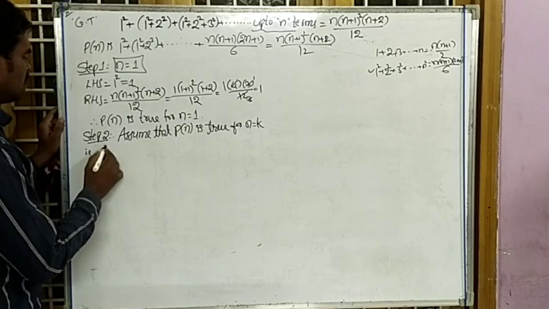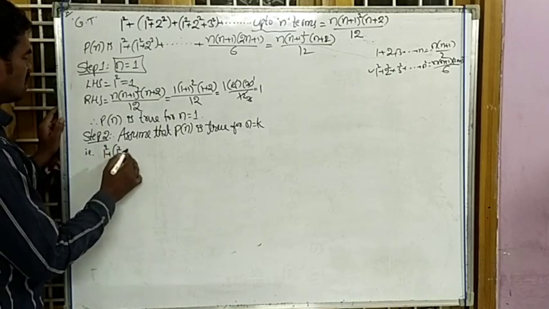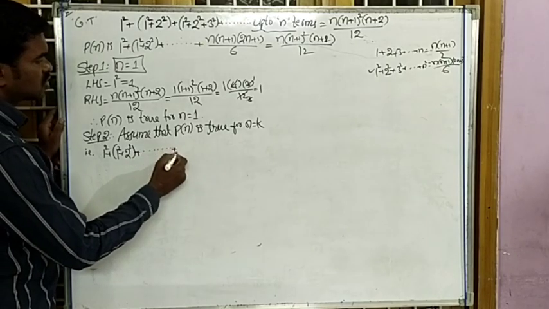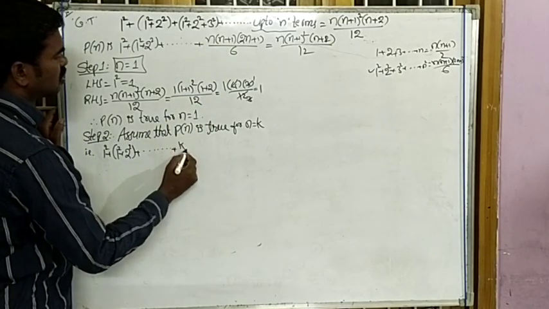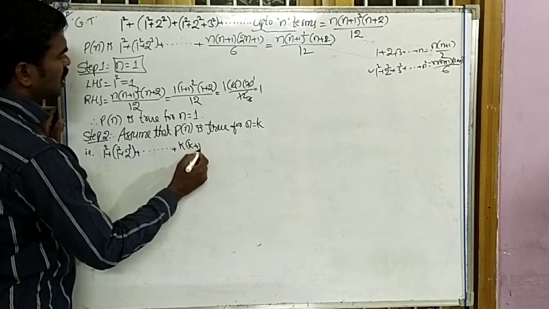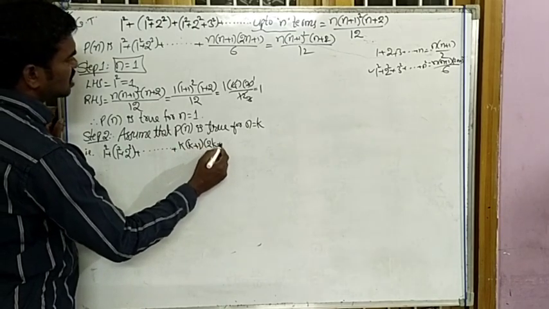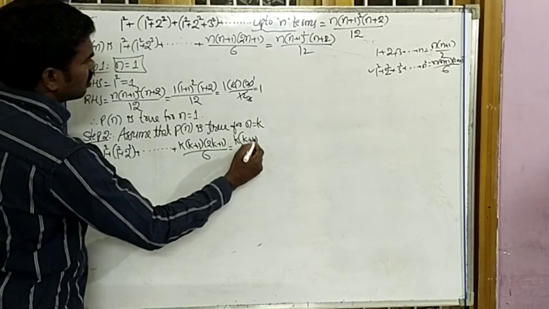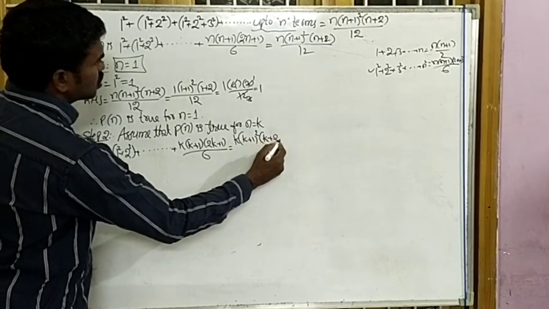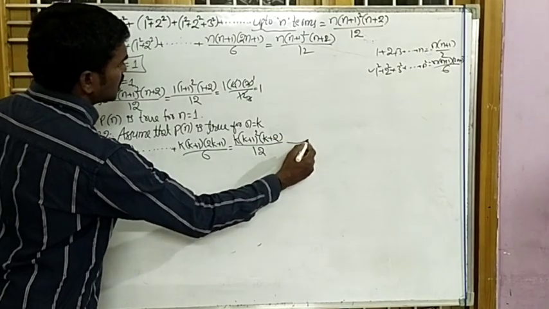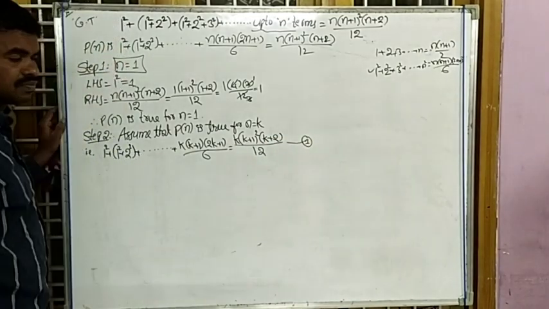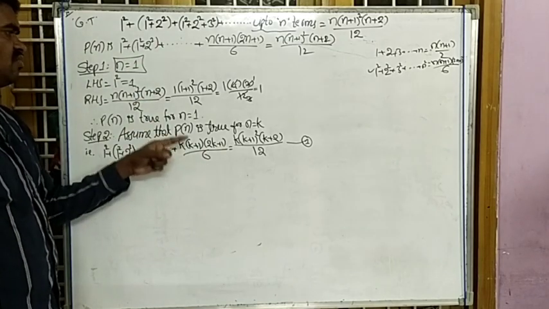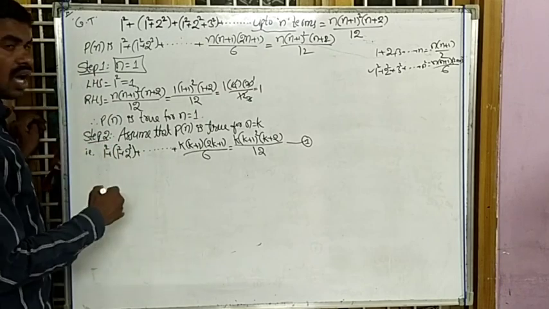It means 1 square plus (1 square plus 2 square) plus (1 square plus 2 square plus 3 square) plus so on. What is the last term? Write k in place of n. k into (k plus 1) into (2k plus 1) by 6 is equal to k into (k plus 1) whole square into (k plus 2) by 12. Let us take this as equation 1. For writing this statement, 1 mark. Completely 1, 1, 1, 3 marks are in our hand.